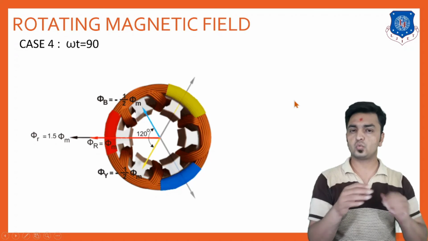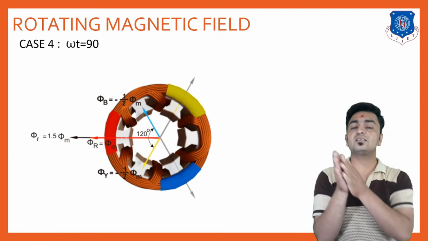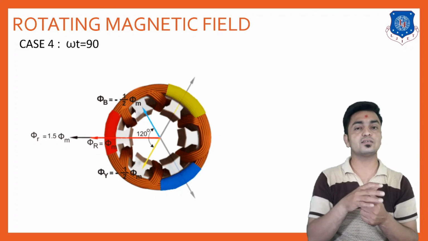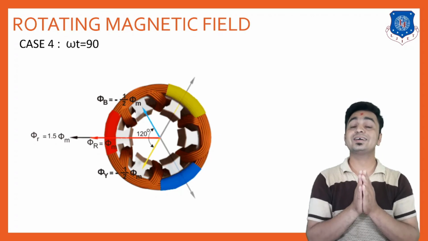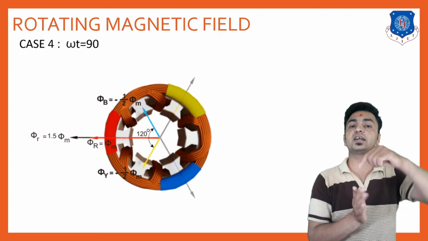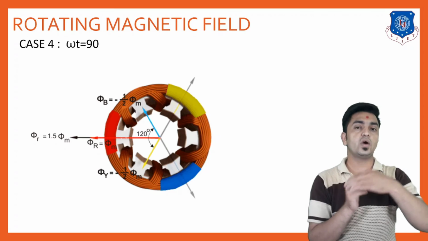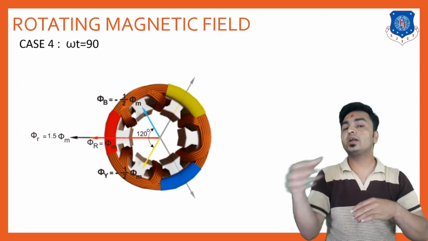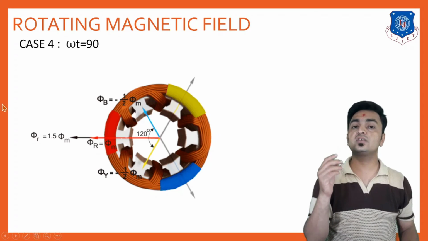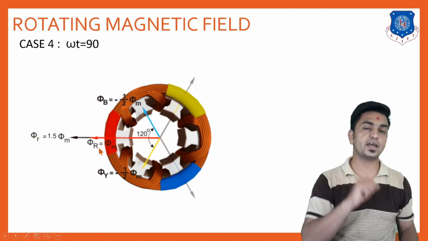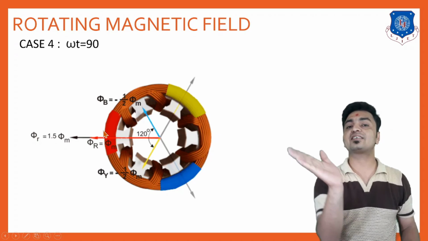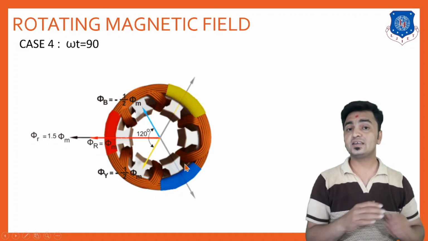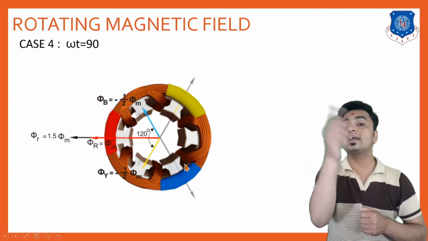So based on this, we can say that when time or angle is changing, the magnitude of the resultant is always constant, but it changes its direction with time or angle. That's why the resultant flux produced in the motor will always have a constant value, defined by 1.5 phi m, but it will change its direction continuously with time or angle. So basically, here we are getting the rotating flux.